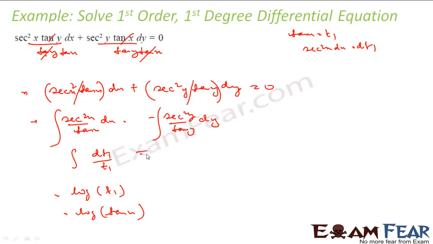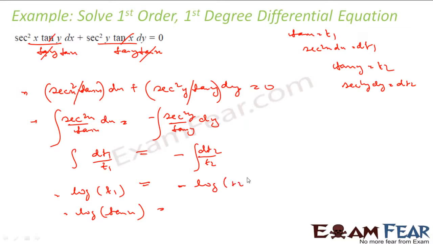You take the right side now. Here you take tan y as t2, right? So you get sec square y dy as dt2. So this becomes dt2 by t2, and this becomes minus log of t2, and t2 is nothing but tan y, plus some constant, I get, and that is my answer.